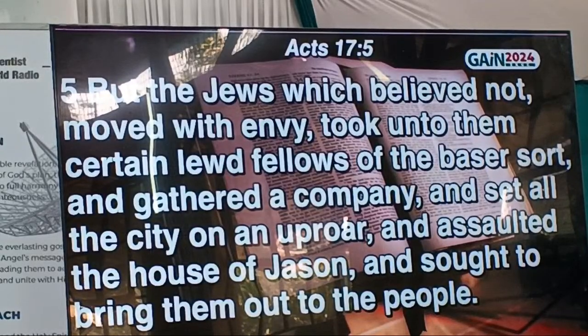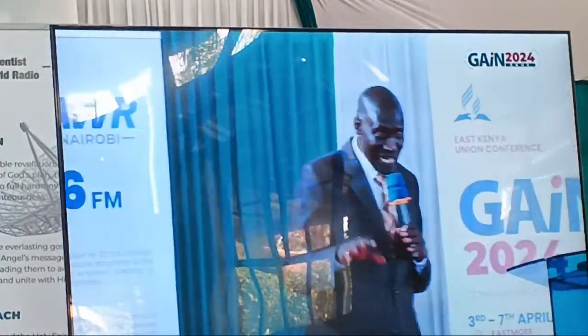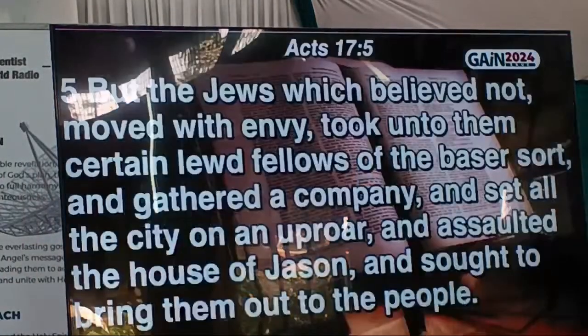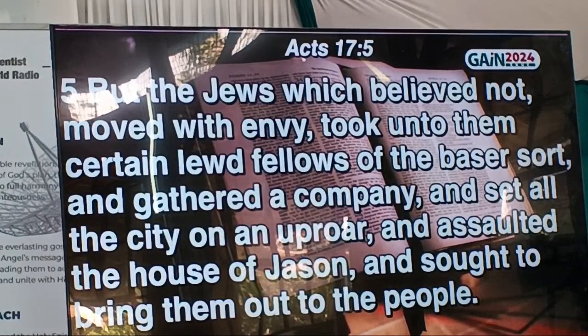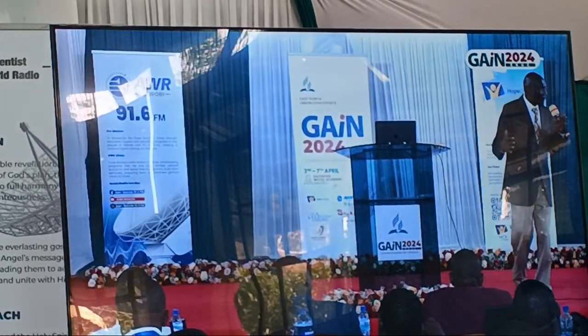And getting a mob. So they gather them together, these bad character people, and of course, whatever they make, it cannot be a choir, it cannot be a team, it can only be a mob. Set all the city in an uproar. But you know how mobs go, how they charge themselves. They must sing themselves, they must incite themselves. And when they were inciting themselves in the city, you know, they are going to do something.